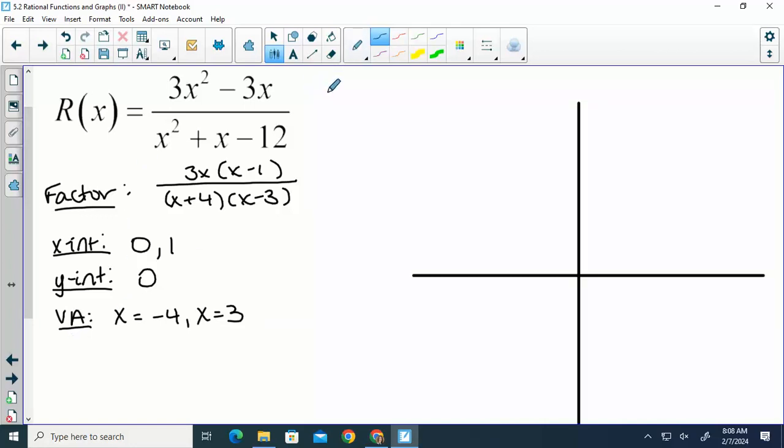Horizontal or oblique is based on the degree. What's the degree at the top? 2. Bottom? 2. If it's the same degree on top and bottom, that means it is horizontal. And to find it, we divide the leading coefficients. So 3 over 1 would be 3. Alright, so we plot this. The x-axis at 0 and 1, y-axis at 0.